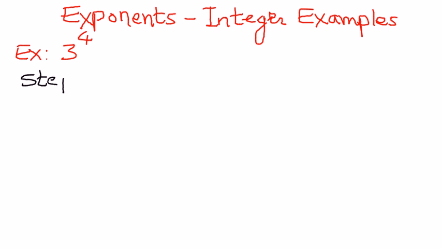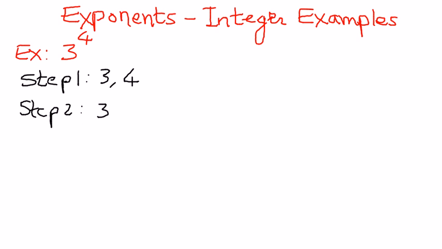Step number 1, we want to recognize the base term and we want to recognize the exponential term. The base term here is 3 and the exponential term here is 4. Step number 2. In step number 2, we'll recall the concept and then apply the concept to this particular problem. What is the concept? The concept here is the base term needs to be repeated the number of times the exponential term is indicating to us.